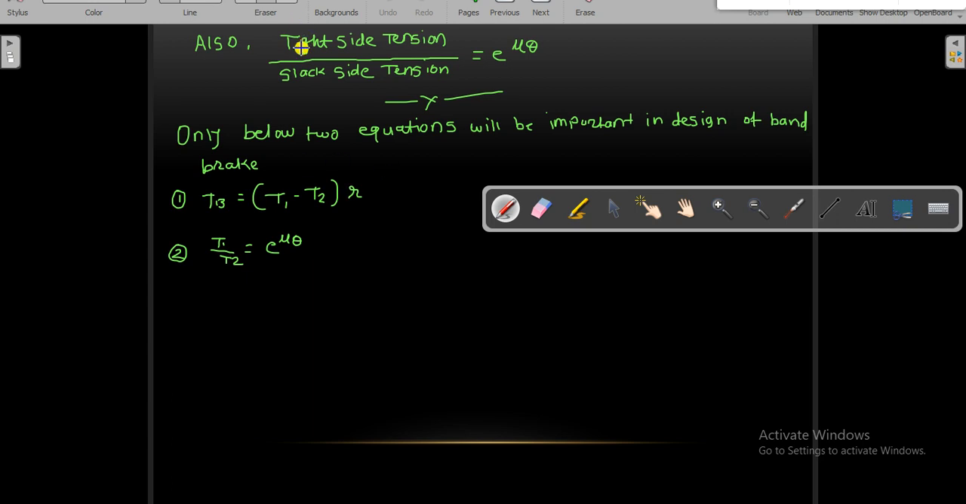putting the value of T2 in terms of T1, we will get the answer. T1 is the tight side tension, divided by T2, the slack side tension, which will be equal to e raised to mu theta, which I have recently proved.